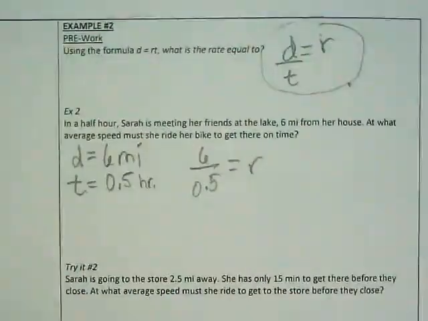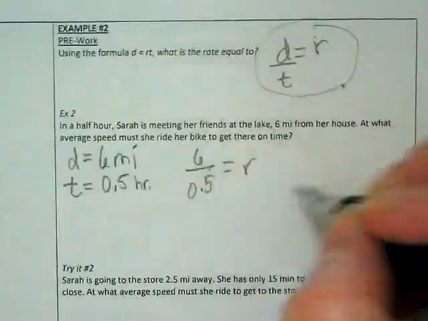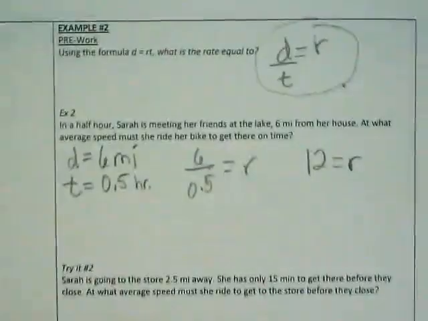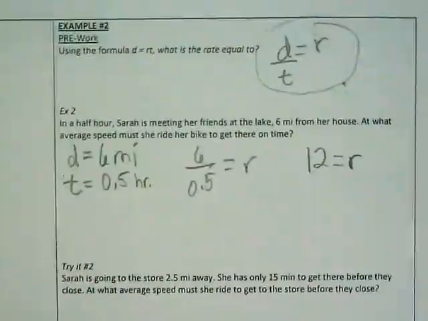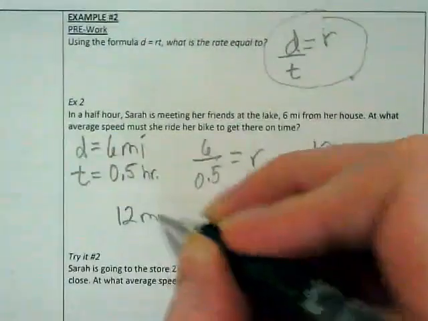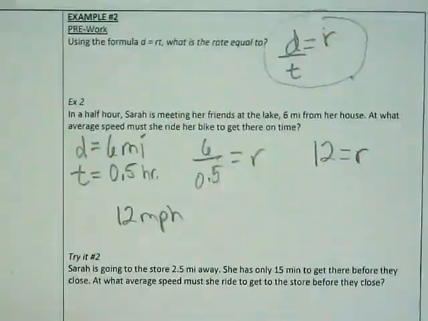6 divided by 1/2 is the same as saying 6 times 2. And so I end up with 12 is equal to the rate. But what does that mean in a real world problem? She needs to ride 12 miles per hour to get there on time.